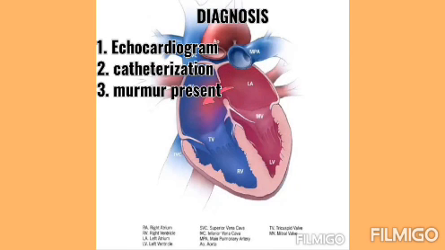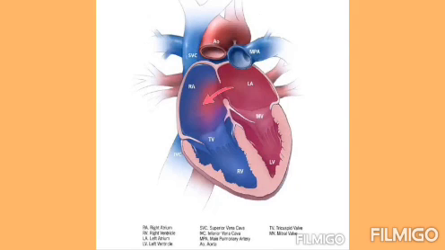So what are the diagnoses? What can we use to make the diagnosis? We can do an echocardiogram and we'll make the diagnosis. We can also use catheterization, passing a catheter down, maybe through the jugular vein, and we get it. We can also listen to murmurs of the heart, and a phonocardiogram can also give us what we need.